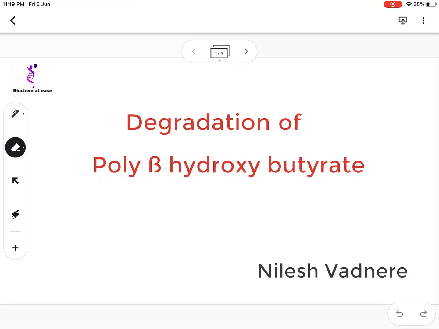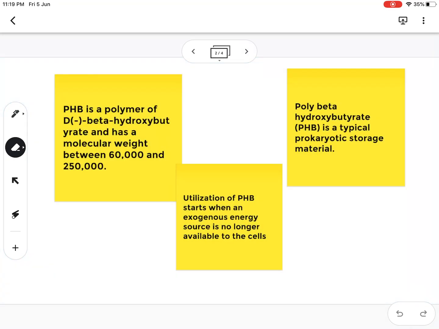Now we will discuss degradation of poly-beta-hydroxybutyrate, which is commonly known as PHB. PHB is a general storage material of bacteria. Many bacteria use PHB as the storage material, and when the exogenous energy source is depleted, bacteria use this molecule as a source of energy.